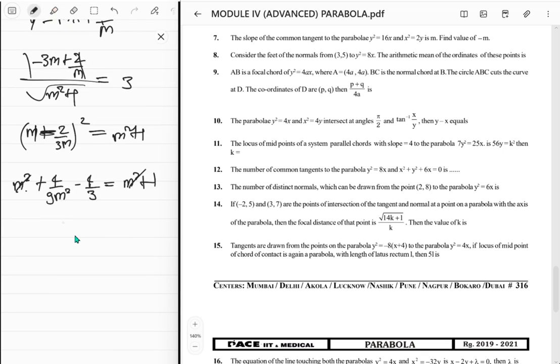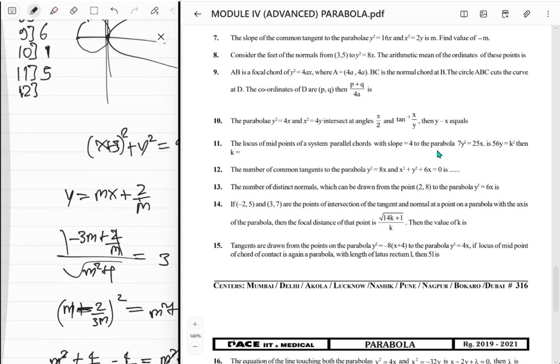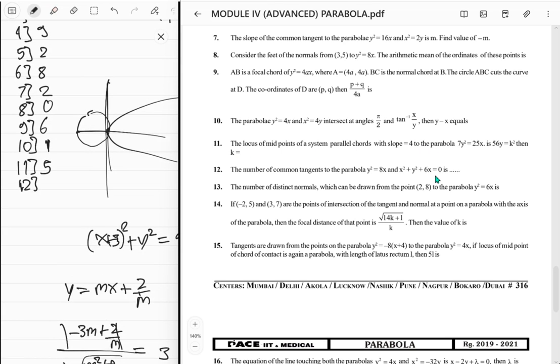4 upon 9m squared is equal to 7/3, right? So m squared is just equal to 4 upon 21, I think, right? So slope is, it's actually possible. Then this means there are supposed to be 3 tangents. There we go. Where's the question though? It's question number 12, right? So number of common tangents is supposed to be 3. Okay, next question.